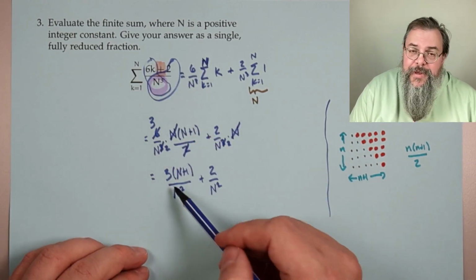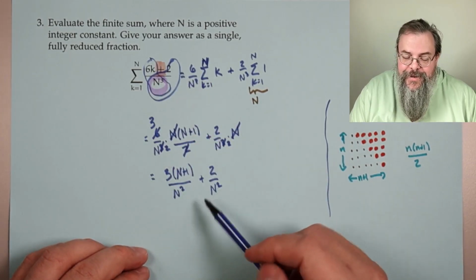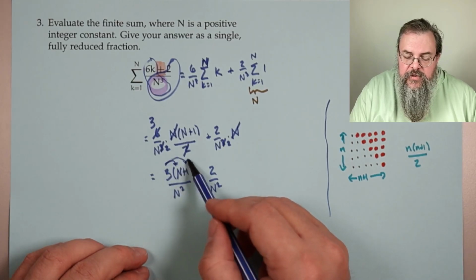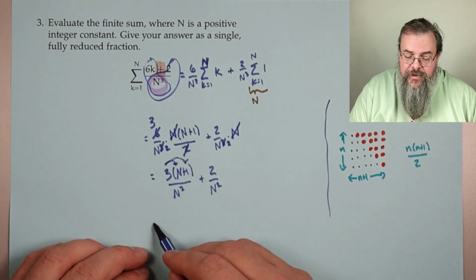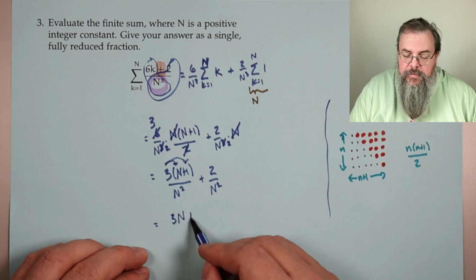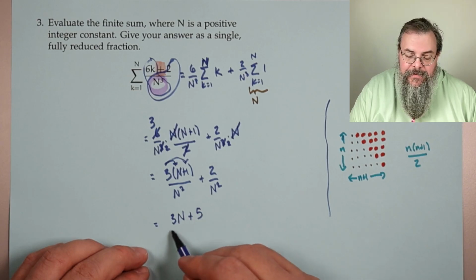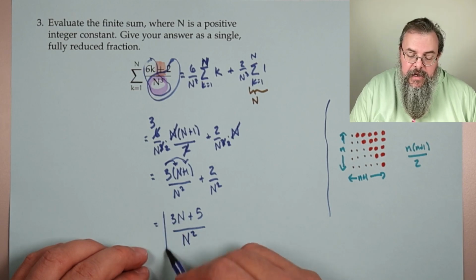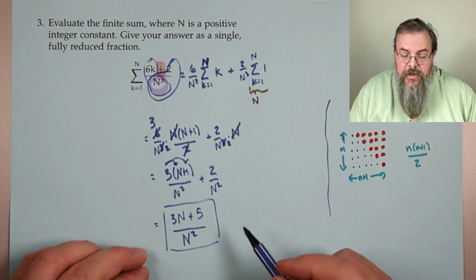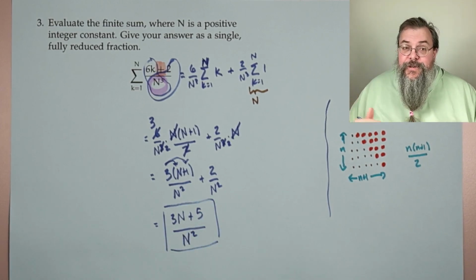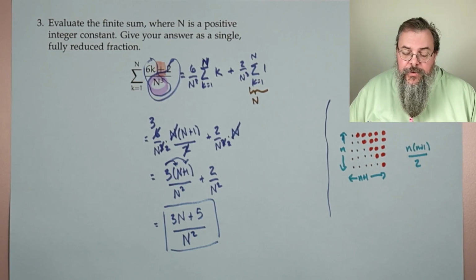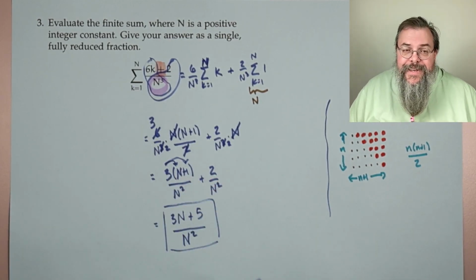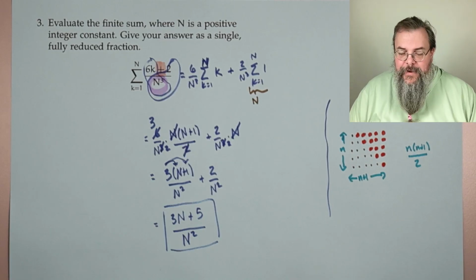All right, and now, see how we used that plus to break things apart? We can do it to put things back together. They already have the same denominator, so it's going to be pretty straightforward. We'll have 3n plus 3 plus 2. So that makes 3n plus 5 divided by n squared. And we're done. It's a single fully reduced fraction, there's no sum, right? There's no sigma. We've gotten exactly what they asked us to find.